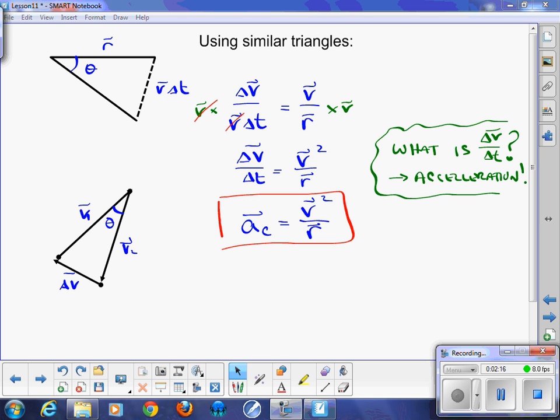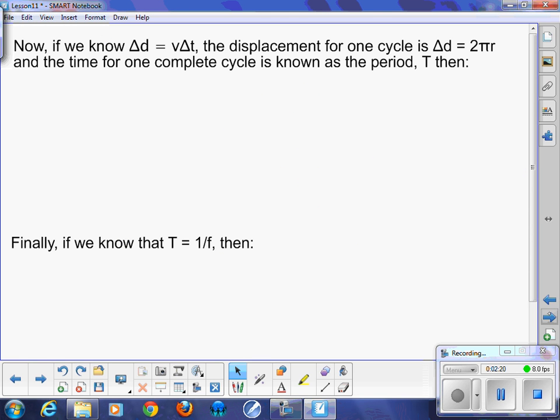So now we can take this information and put it into some different formats. As we move along, I'm going to give you a couple of different versions here. If we know delta D is equal to velocity times time, the displacement for one cycle is delta D equals 2 pi r. That's one rotation, the circumference of a circle, 2 pi r.